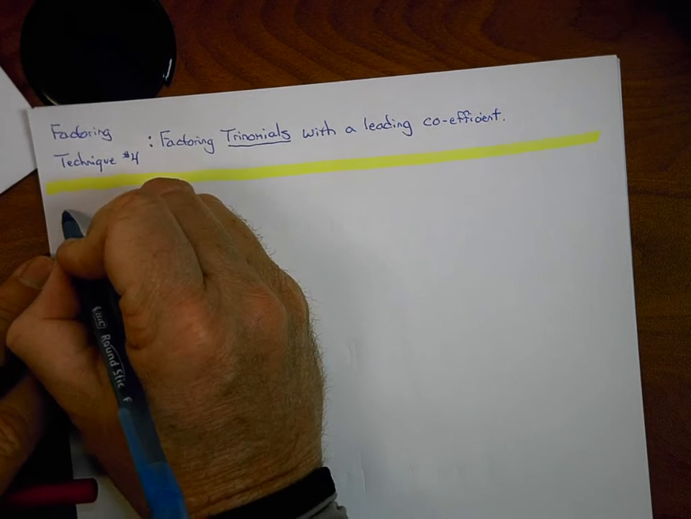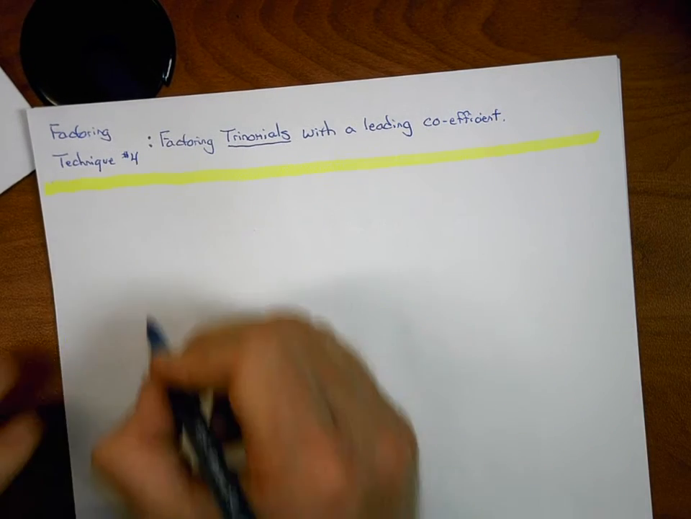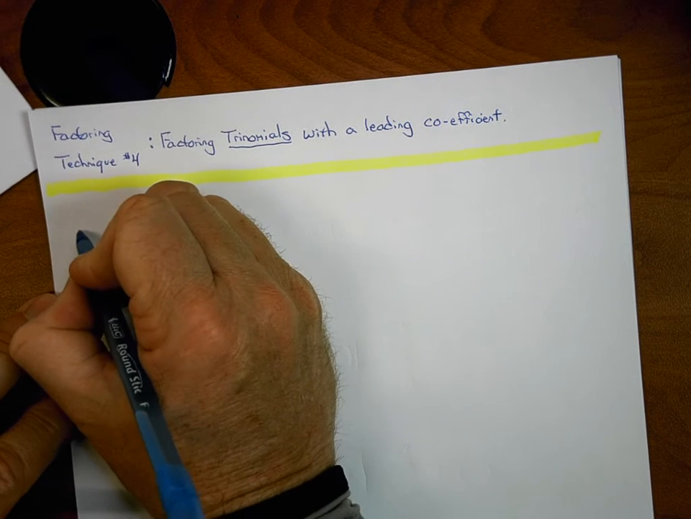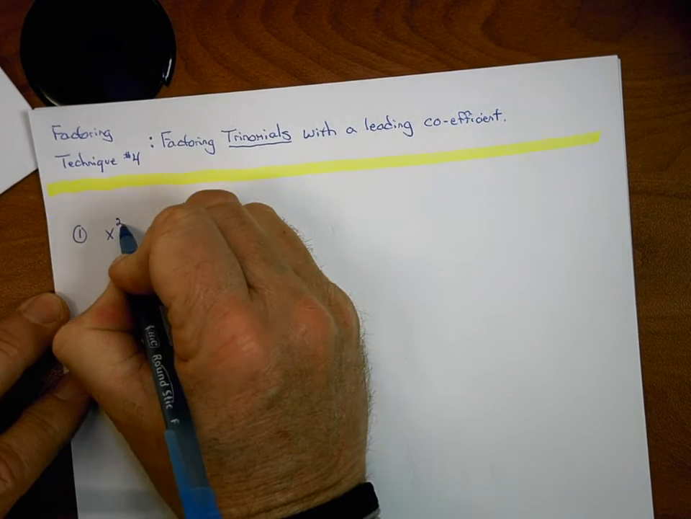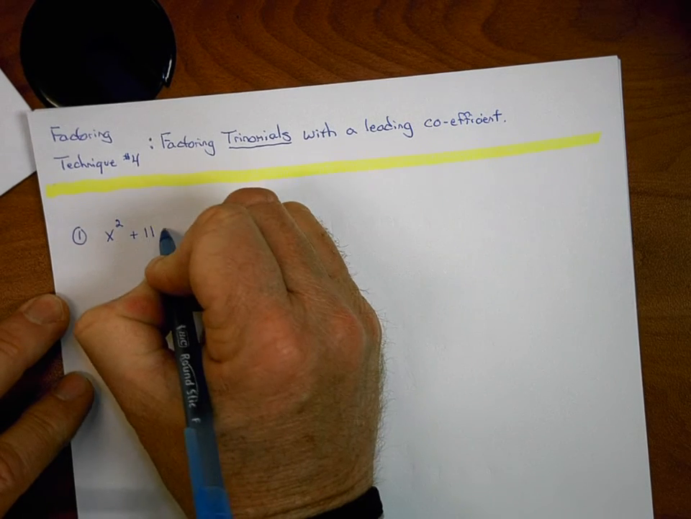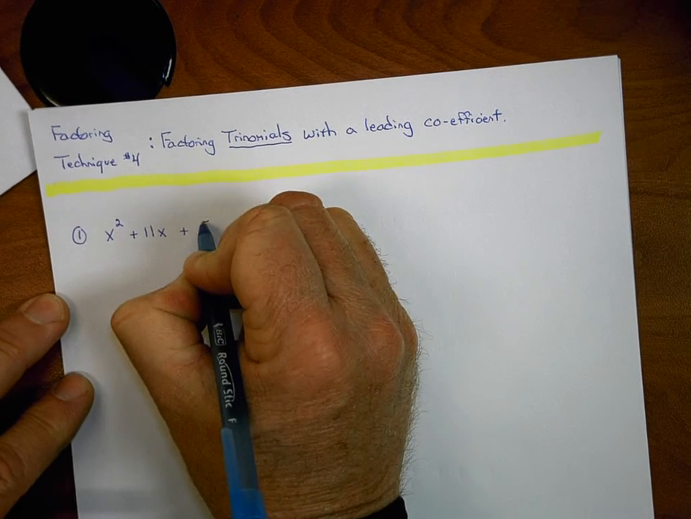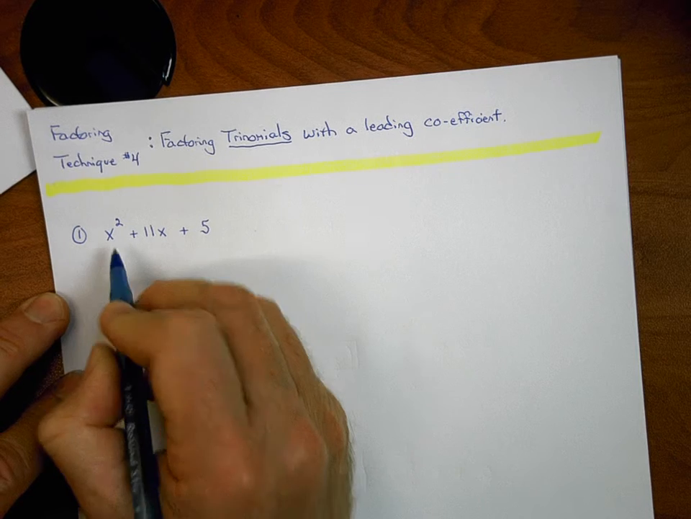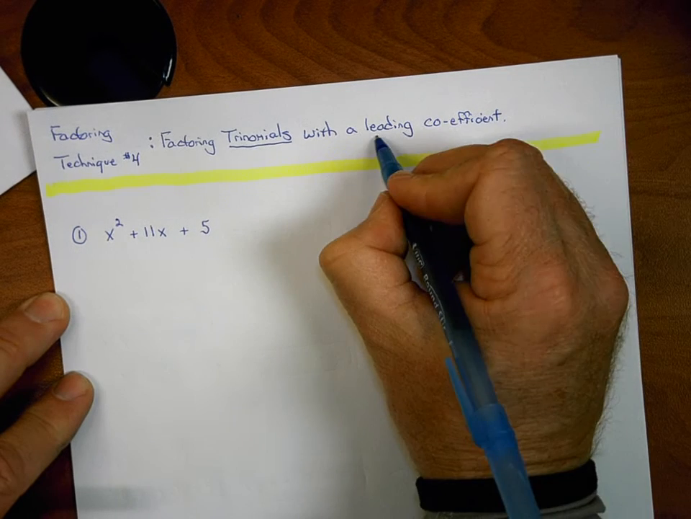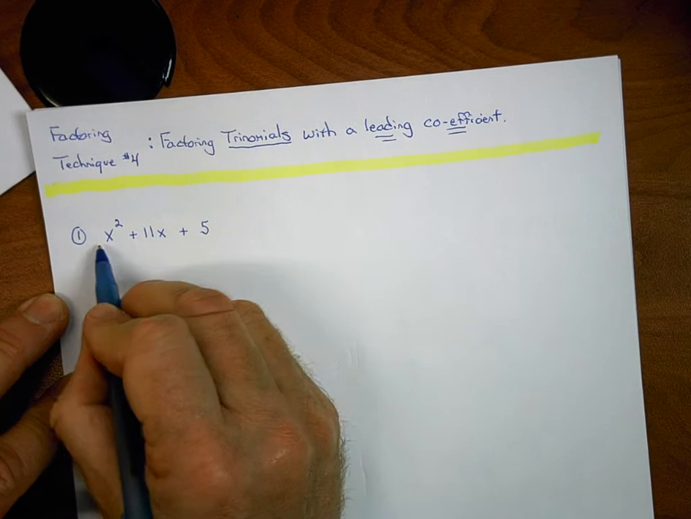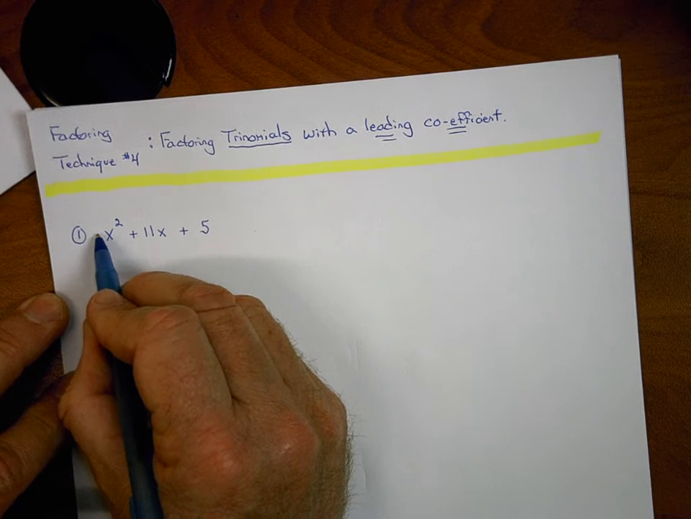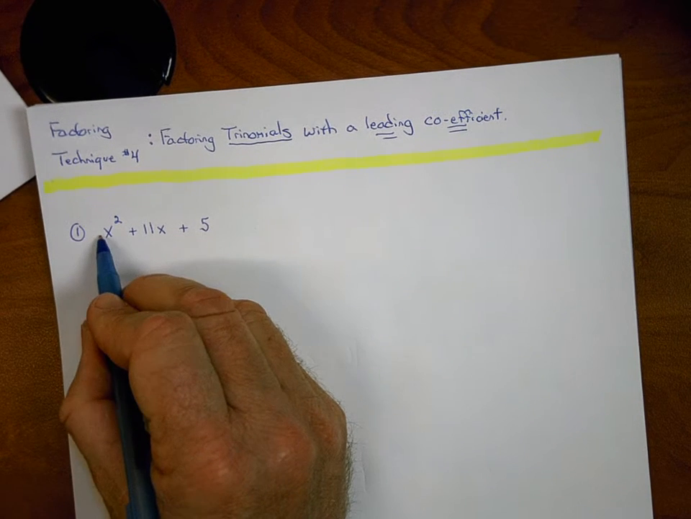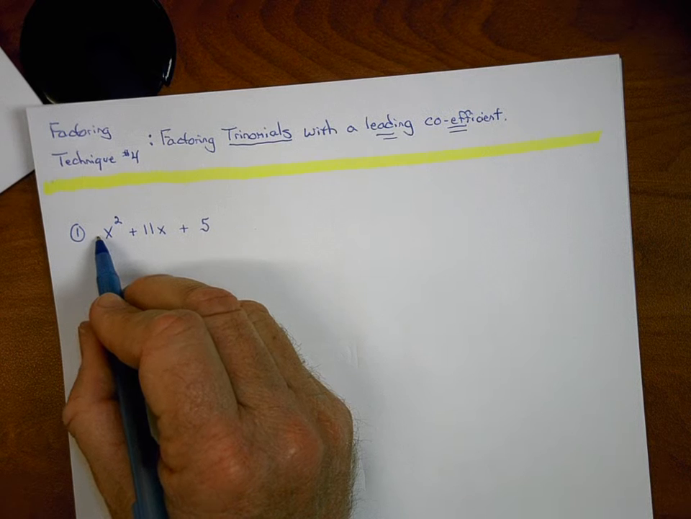All that means is that you are going to have a trinomial. Here's number one. So that means you're going to have an x squared, and then a plus 11x, and then a plus 5. So that's a trinomial. However, a leading coefficient means that we have a number in front of the x squared. Right now, there's no leading coefficient. So let's put a number in front of this x squared.